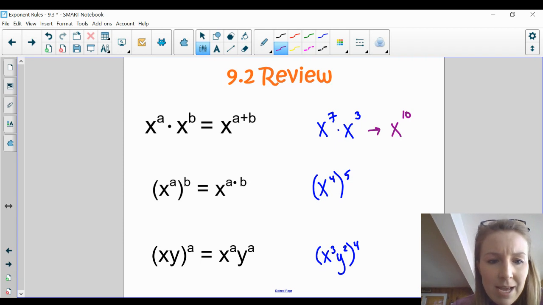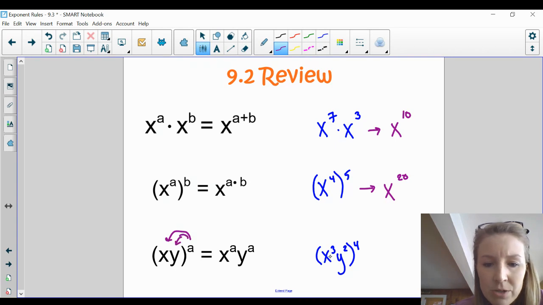When I have x to the a, all raised to the power of b, I multiply the exponents. So this here would become x to the 20th. And then lastly, with the distributive property, we think about if we have x times y, all raised to the power of a, we can distribute that power to each thing inside. So here, if I have x cubed y squared, all raised to the power of 4, that becomes x to the 12th times y to the 8th.